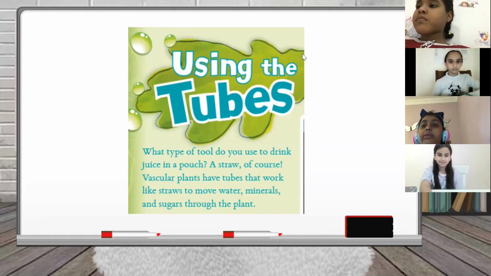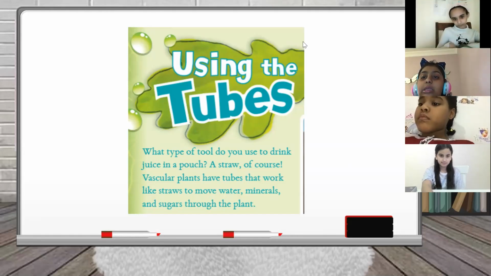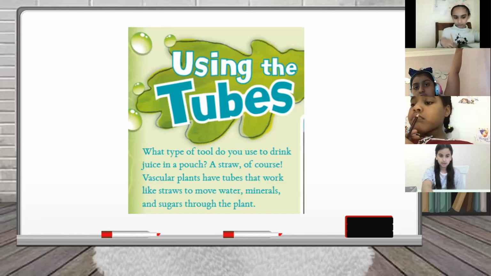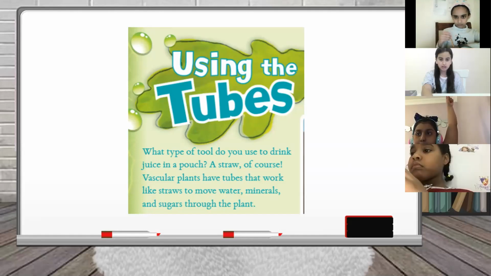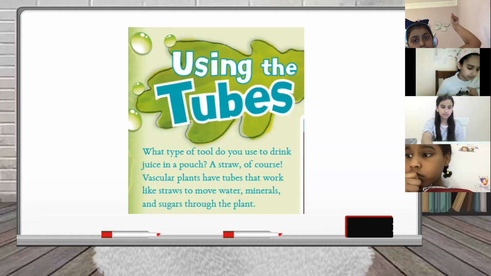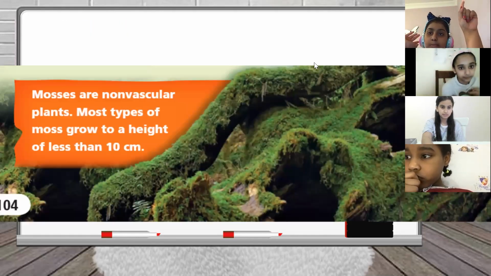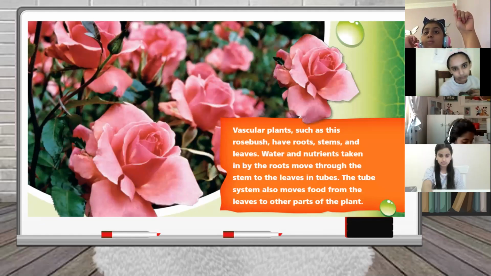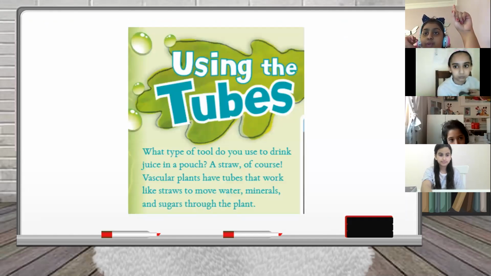Yes. Okay, who is going to use the tubes? Is it vascular or non-vascular? It is nonvascular. Are you sure? These flowers. So flowers, are they vascular or non-vascular? They're vascular. Excellent. So vascular plants will use the tubes.